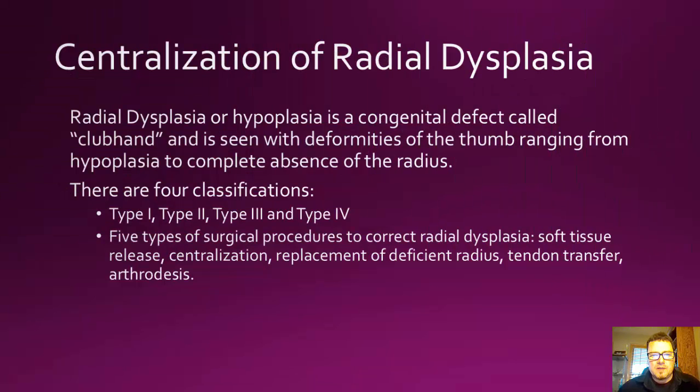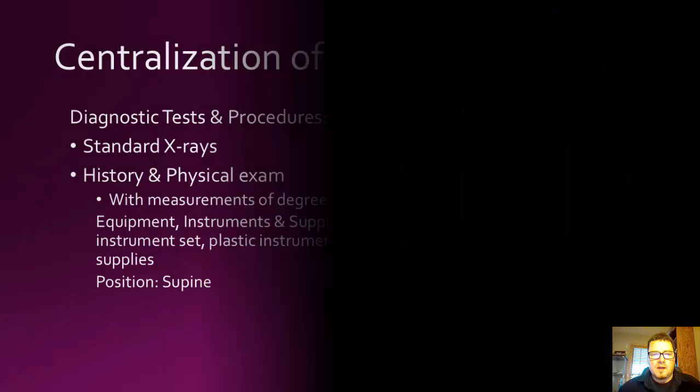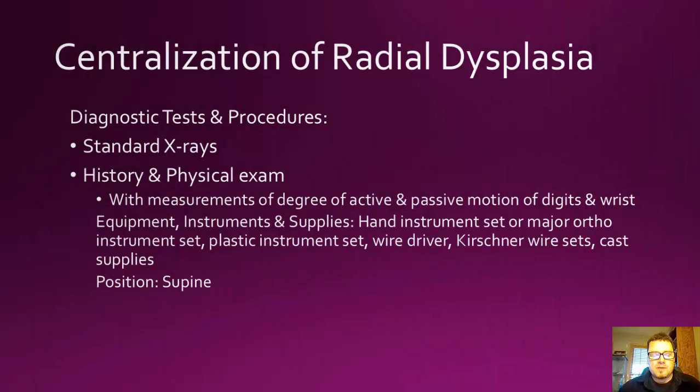Centralization of radial dysplasia is for a congenital defect called club hand, and the deformities can range from a hypoplastic thumb to complete absence of the radius. There are, as the slide shows, 5 different surgical procedures to correct it. Diagnostic tests and procedures are going to be x-rays and a history and physical with a direct visual examination by the healthcare provider, like most plastic surgery cases.